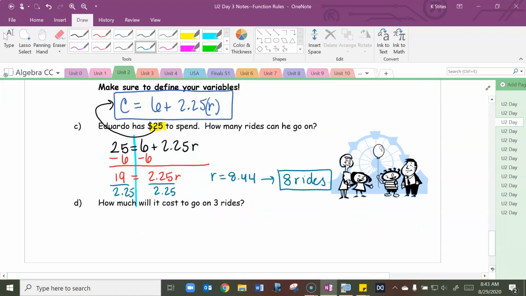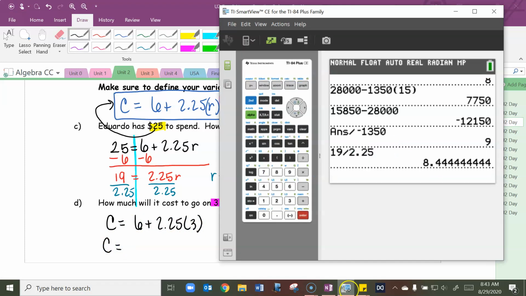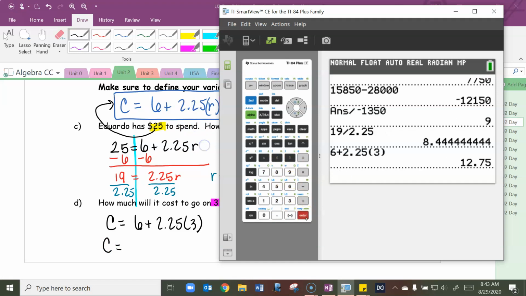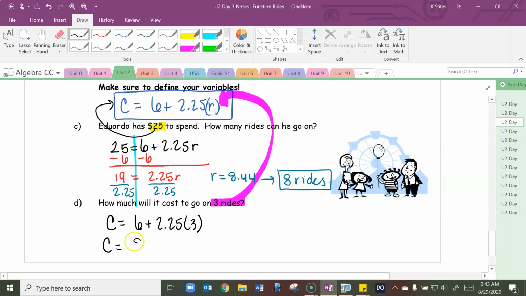Okay. And finally, how much will it cost to go on 3 rides? See if you can pause and try this one yourself, and then come on back. Okay, so 3 rides. 3 rides is an R. That means we're plugging in 3 in place of R, and we're going to find C. Okay, so hopefully this is what you did. And then this is something we can just type right on in, 6 plus 2.25 times 3. And if we went on 3 rides, it would cost us $12.75.